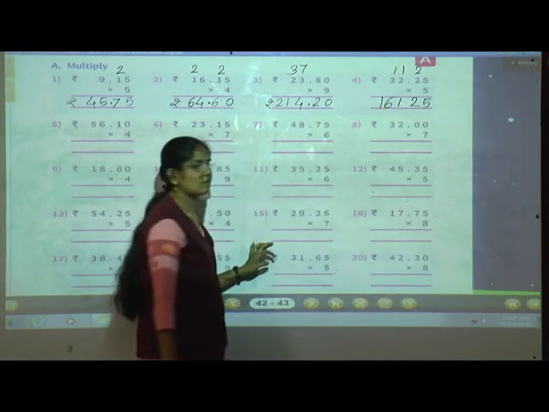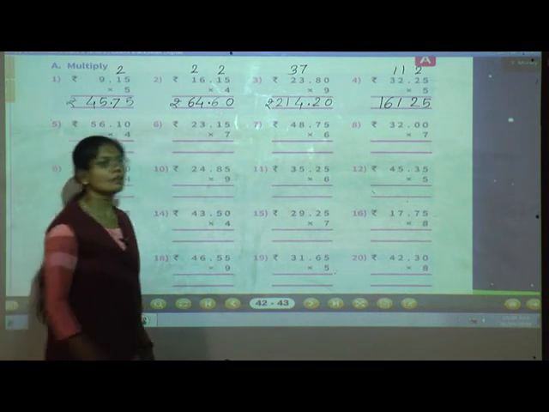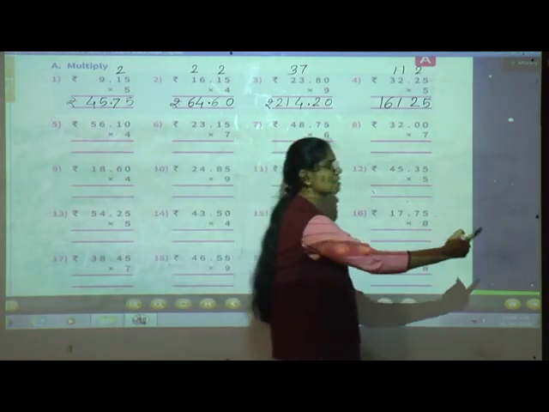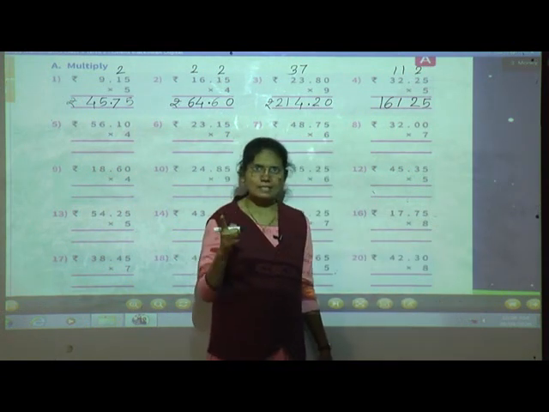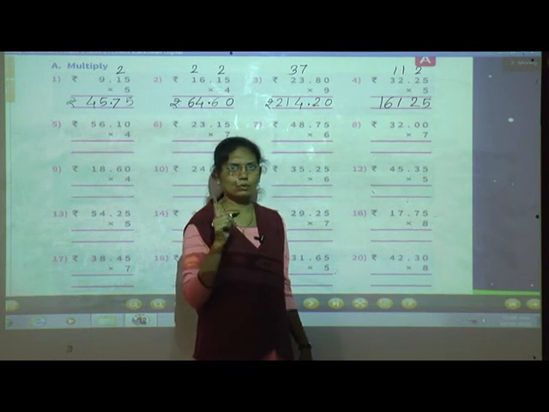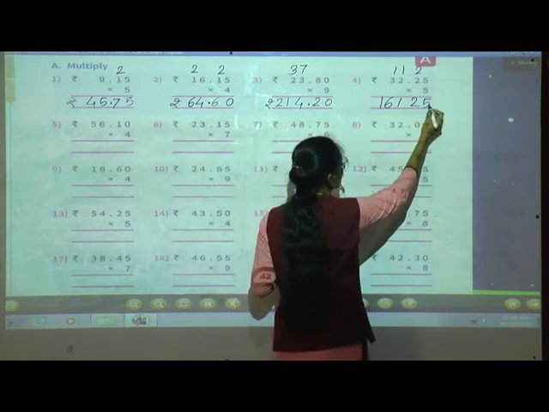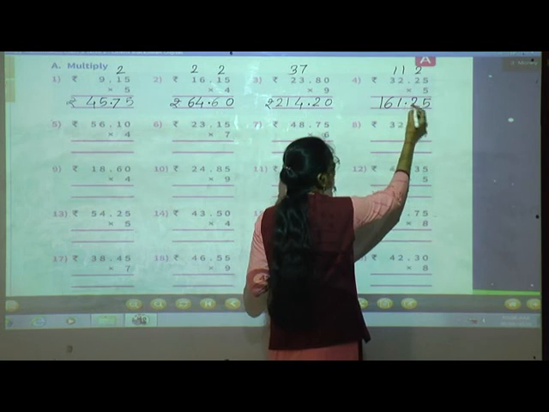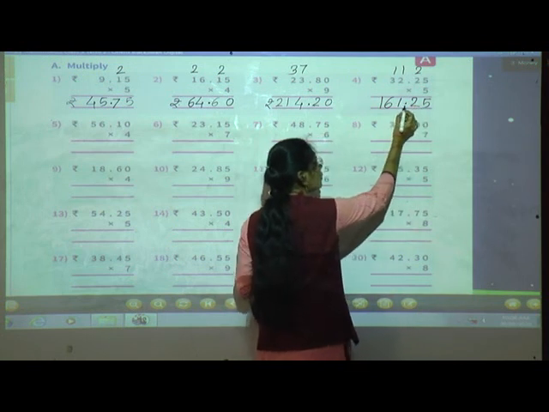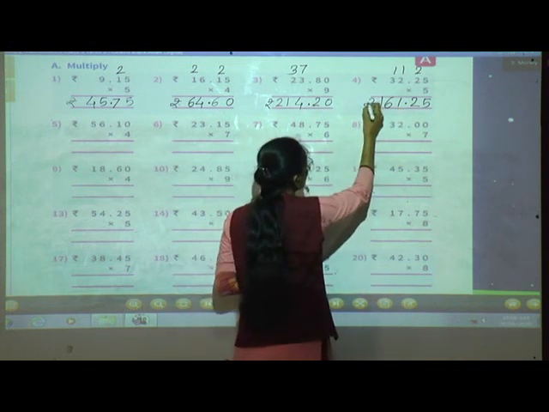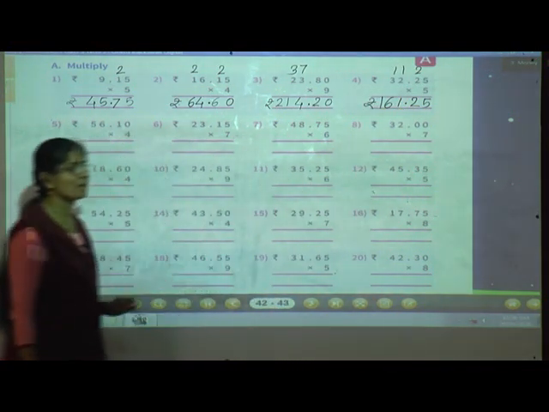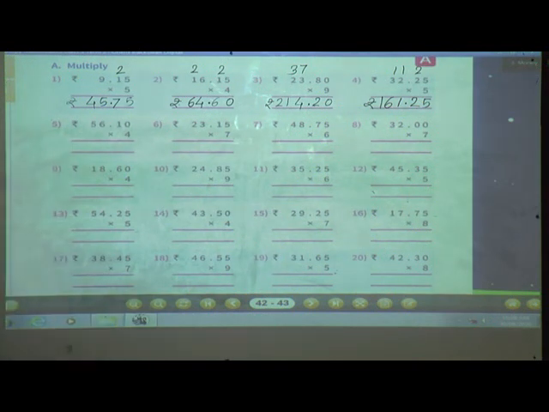Now it's time to give a dot. Where will you give the dot? From the right side. Yes. Say, from the right side before the second digit. So here from the right side this is the second digit. So before the second digit, meaning before 2, we have to give a dot. So what is the answer? Rupees 161.25. Okay, clear? Understood? Okay.